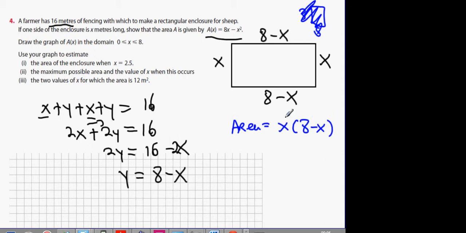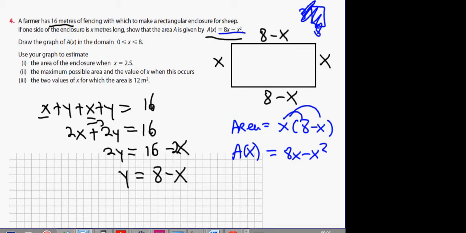What is x multiplied by 8 minus x? 8x minus x squared. Is that what we're asked to do? Area equals 8x minus x squared. So area as a function of x is equal to 8 multiplied by whatever the width is, minus the width squared.